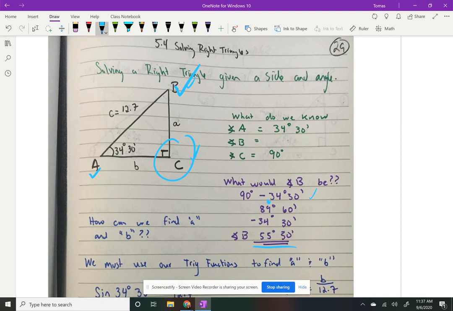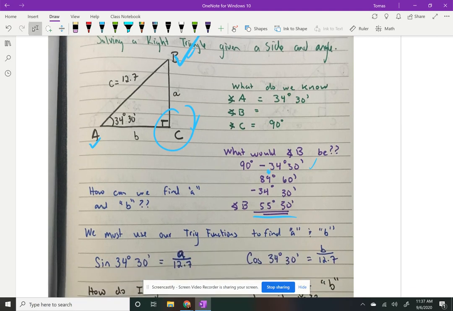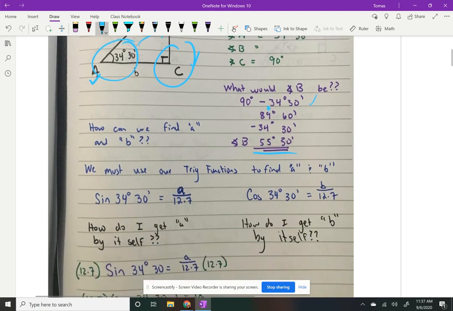Now let's find our sides, our A and our B. Now, we know we have the trig ratios. We could use the trig ratios to our advantage. Let's start off with sine of 34 degrees 30 minutes. So we have this right here. Sine means opposite over hypotenuse. So we have A over 12.7. Sine 34 degrees and 30 minutes is equal to the opposite over the hypotenuse.